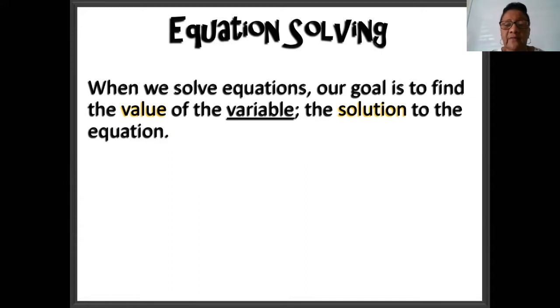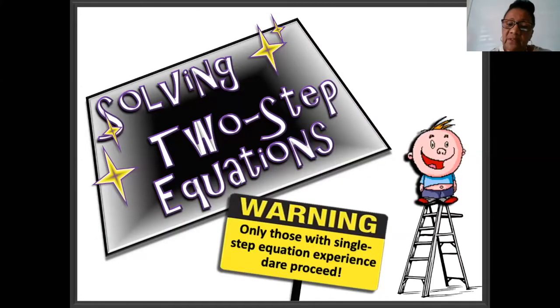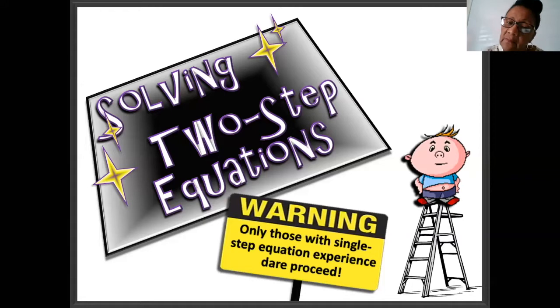Now, equation solving. When we solve equations, our goal is to find the value of the variable. The value is the solution to the equation. Now, if we have the equation 14x take away 37 is equal to 173, we see the variable term is 14x. x is our variable. That was a two-step equation, and we're now solving two-step equations.